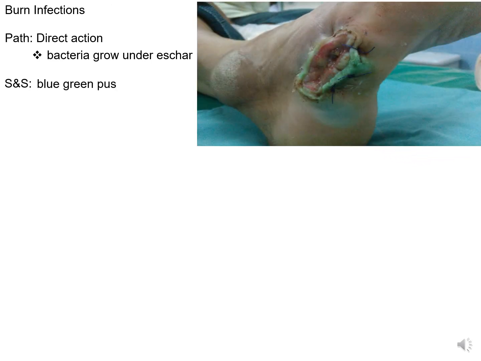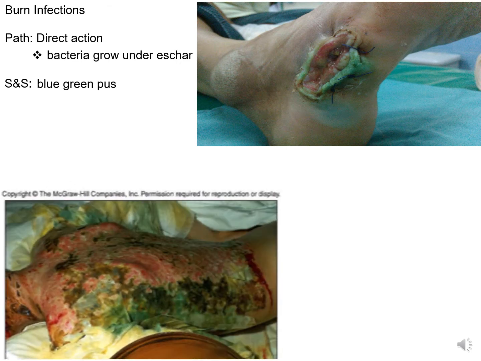Now, when we look at this, you will see the bacteria growing, because they will produce a nasty looking blue-green pus underneath the eschar. Now, here the eschar has been removed, but you can still see the pus left over. And here's a much more serious wound, much larger third-degree burn, and you can see all the blue-green pus forming. Now, again, this is going to have to be cleaned out, because if we just treat it with antibiotics, we're not going to get rid of the reservoir.